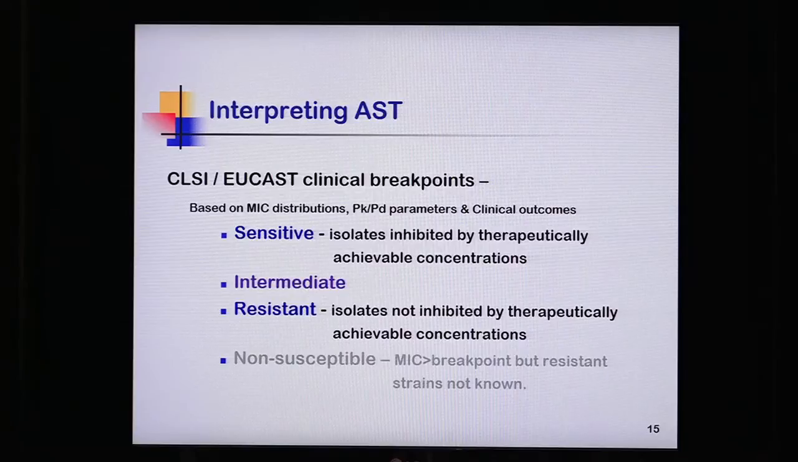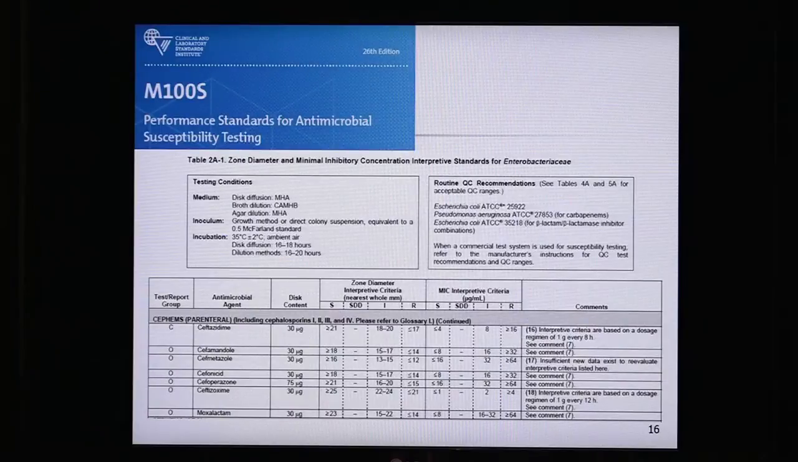The CLSI and the EUCAST clinical breakpoints help us in deciding what are the criteria for labeling an antibiotic as sensitive or resistant or intermediate. And they are based on MIC distributions of that particular species amongst the various strains, and they are coupled and correlated with the PKPD parameters as well as the clinical outcomes. So they are not merely laboratory functions, but they are also very well correlated with the clinical outcomes, and therefore they are therapeutically applicable. So a sensitive means an isolate that is inhibited by therapeutically achievable concentrations of the drug. Resistant means an isolate that is not inhibited by therapeutically achievable concentrations of that drug. And this is the guideline.